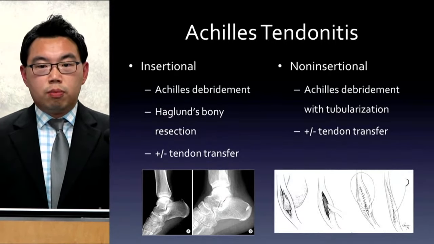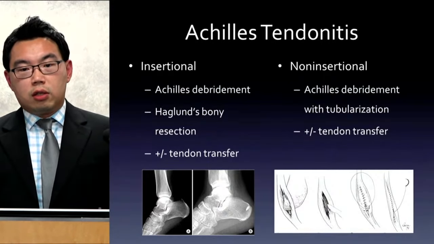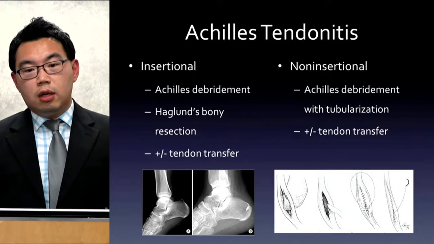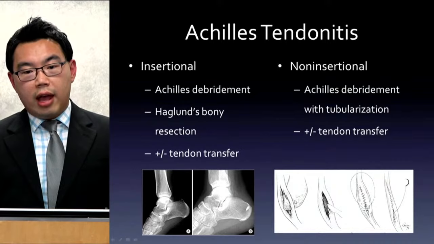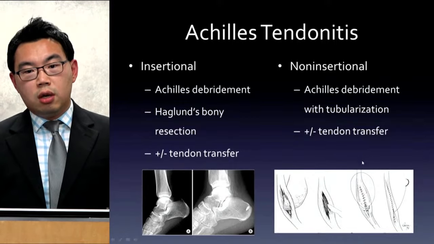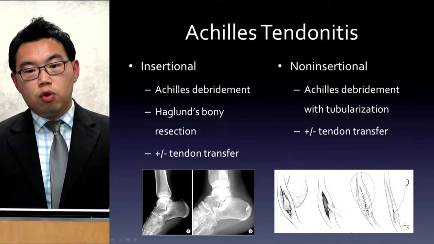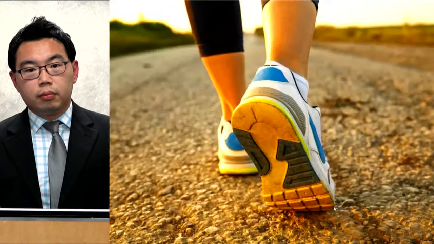For non-insertional, it's more of a soft tissue thing. Sometimes that can be associated with longitudinal tears, just like peroneal tendon tears associated with chronic overuse. So you can see the tear is usually in line with the axis of the tendon. And sometimes we can stitch that, repair it back together, in what we call tubularization. But if the tear is too big, then we have to do another tendon transfer to help do its job.